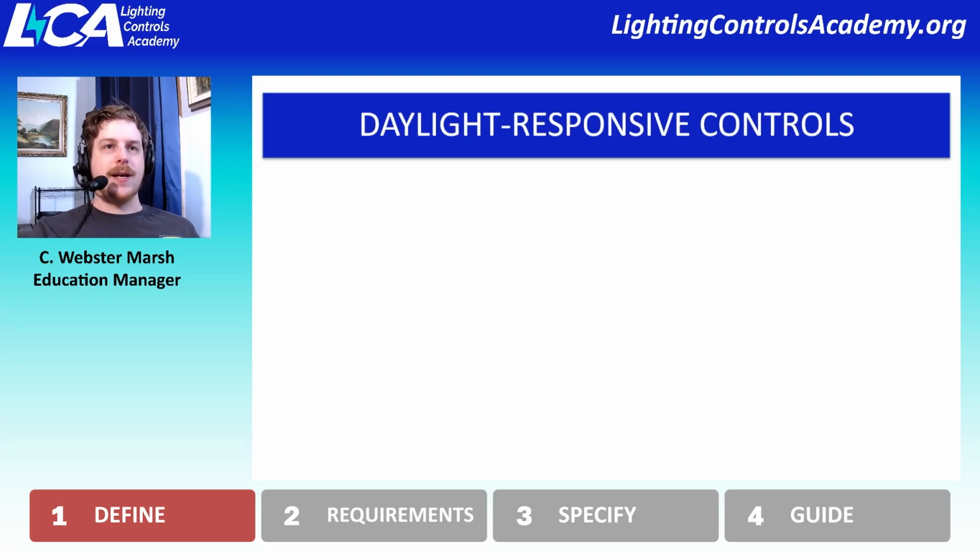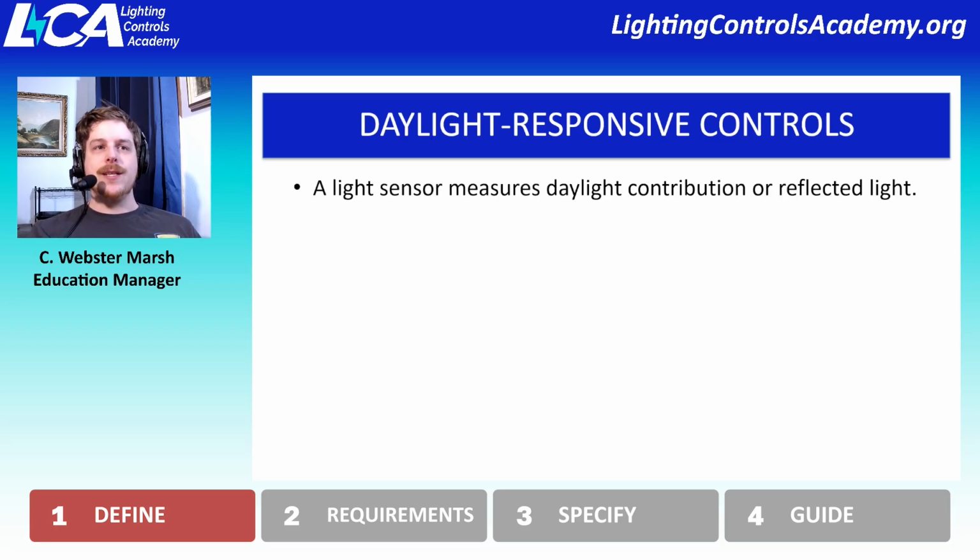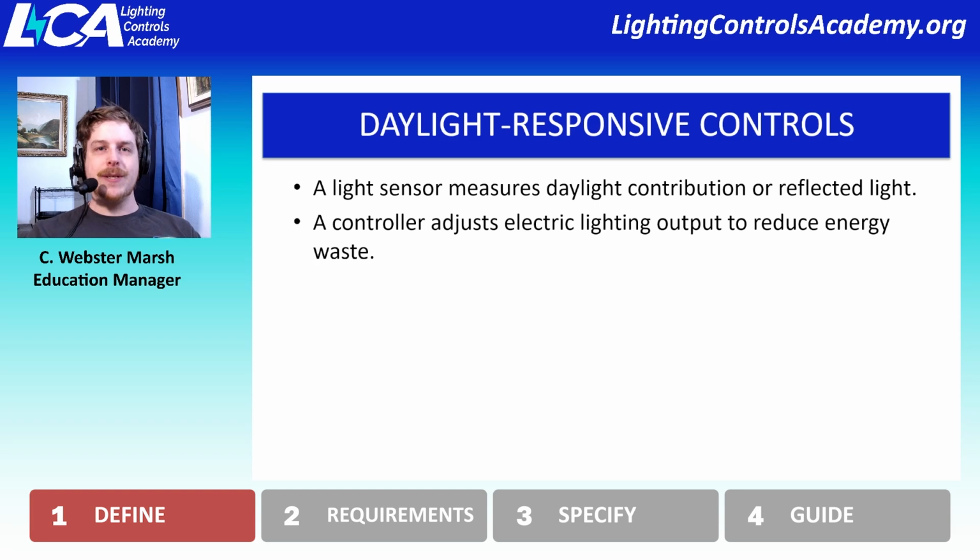Now, when we're talking about just daylight responsive controls, which is mostly a lighting control method, we're really talking about measuring how much daylight is being contributed to a space and responding to that amount of contribution. And it could be either the actual direct sunlight or it could just be reflected light in the space. But ultimately, once those sensors detect that daylight, they're then going to adjust the electric lighting's output.